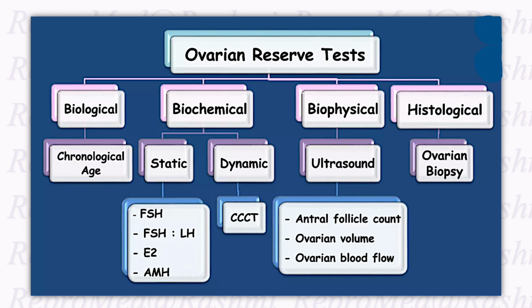The biochemical can be divided into static and dynamic tests. The static tests, which are the most common way to assess the ovarian reserve, are the FSH or FSH to LH ratio, estradiol, and anti-Mullerian hormone. Dynamic testing, or the provocative tests, involve the clomiphene citrate challenge test. Biophysical test means the ultrasound to assess the antral follicle count, ovarian volume, or the ovarian blood flow. While histological testing, although not done anymore, is like ovarian biopsy.